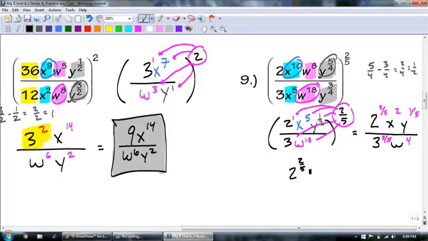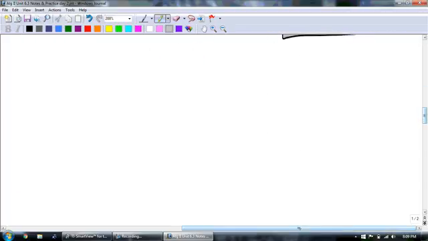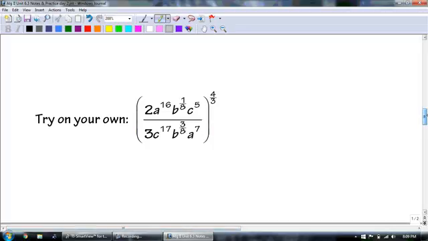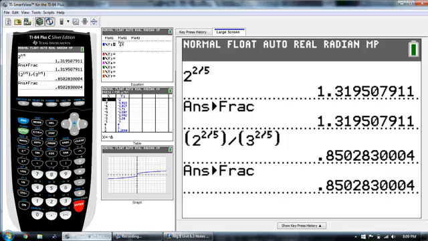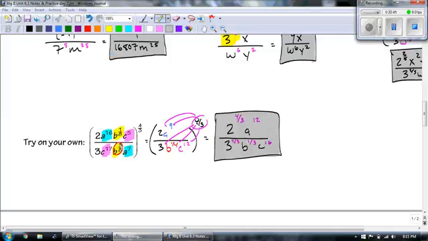Okay, so I'm just going to rewrite everything: 2 raised to the 2/5, x squared, y to the 1/5, all over 3 to the 2/5, w to the 4th. Okay? All right. And then there was number 10. Number 10, you guys are all on your own. Pause the video and good luck. Okay, and your final answer is 2 to the 4/3, a to the 12th, all divided by 3 to the 4/3, b to the 1/3, c to the 16th.